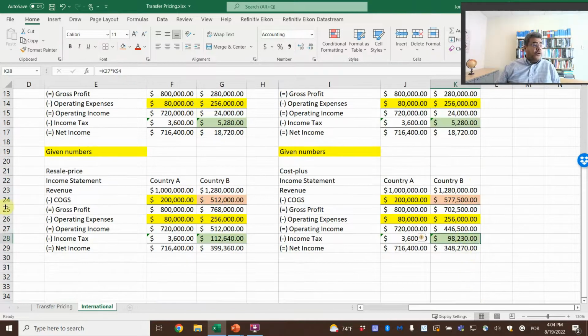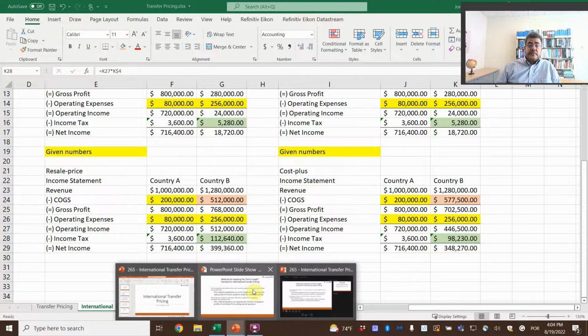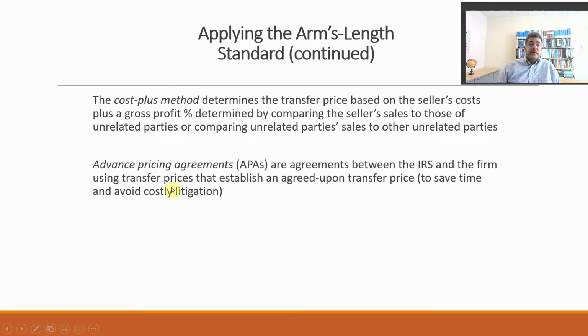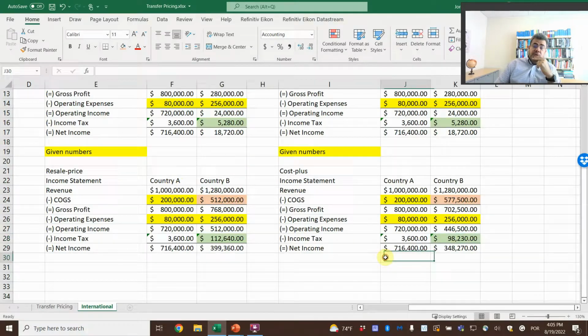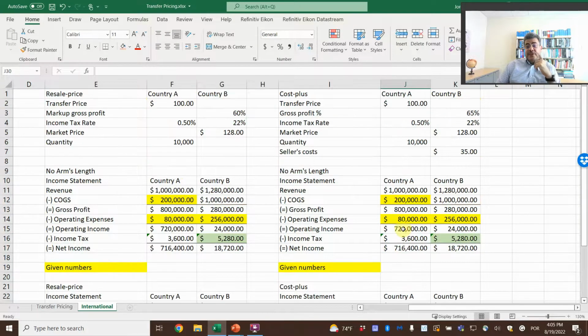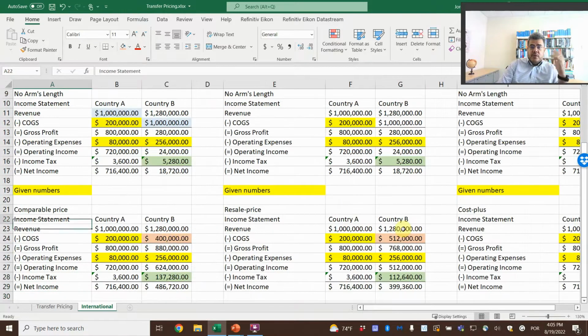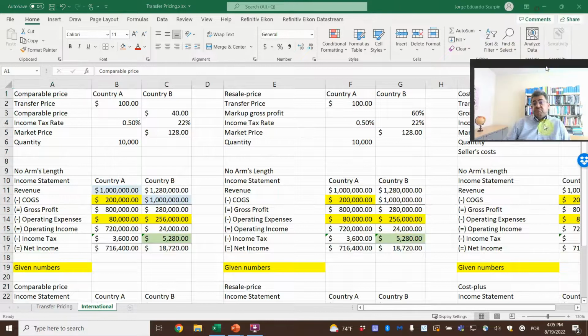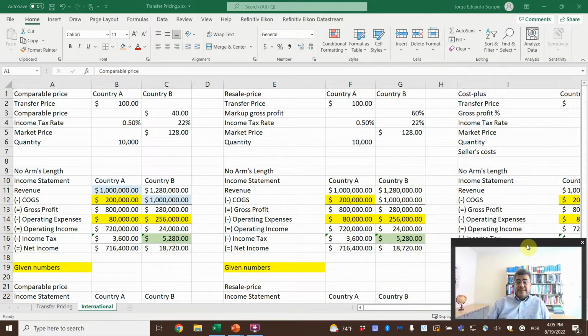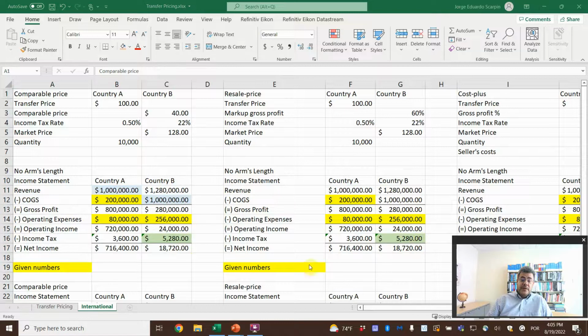And the fourth method is the price agreement. It is an agreement between the company and the IRS. So there is no math on that. So guys, that is not that easy, especially when we compare all of these methods. So watch this video as many times as you want. Go to the Excel file. Remember, it's free. The link to download it is in our video description.